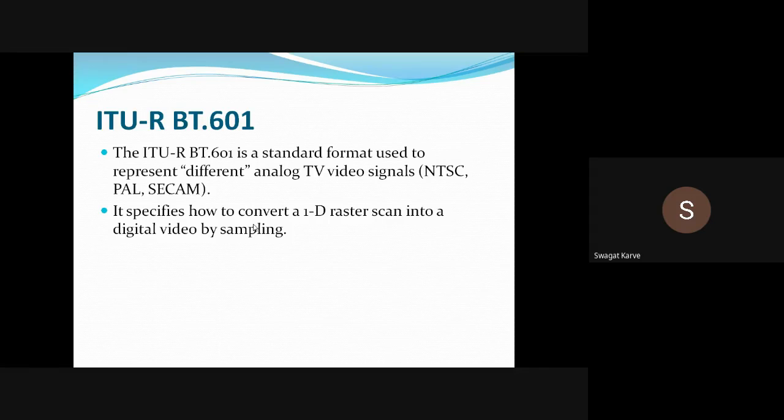Okay, so this standard specifies how to convert a 1D raster scan into a digital video by sampling. म्हणजे वन डायमेन्शनल तुम्ही जे रेकॉर्ड करता दॅट्स द वन डायमेन्शनल सिग्नल. ओके, त्या वन डायमेन्शनल सिग्नलचं 2D डिजिटल सिग्नल मध्ये बाय युझिंग सॅम्पलिंग कसं कन्व्हर्जन करायचं. सो दॅट इज द स्टँडर्ड अँड दॅट इज नोन ॲज ITU RBT 601. ओके, द सॅम्पलिंग रेट इज चोजन टू मीट टू कन्स्ट्रेंट्स.